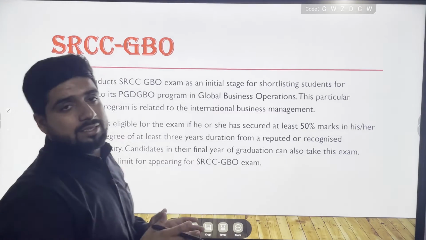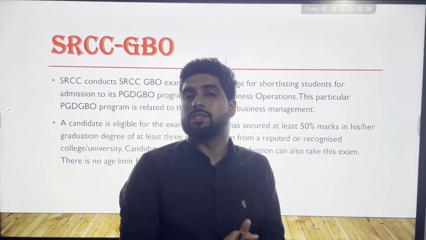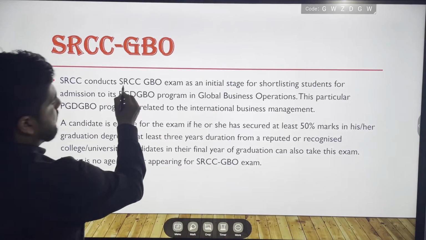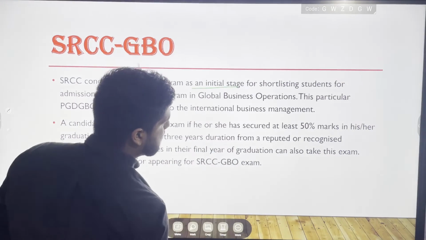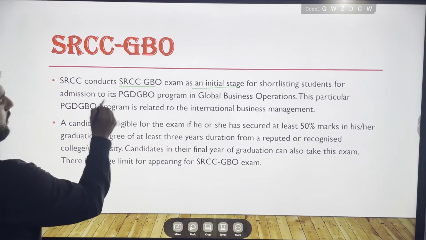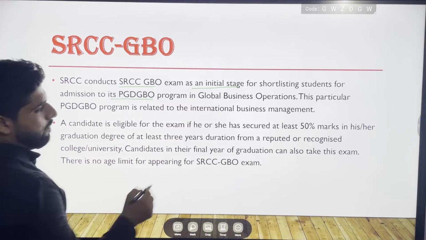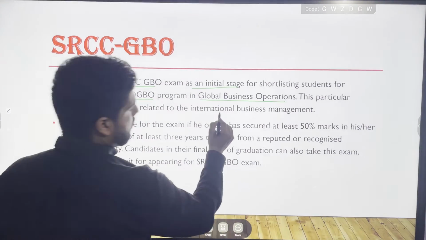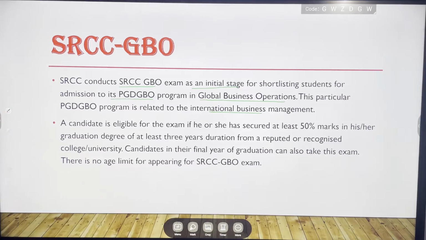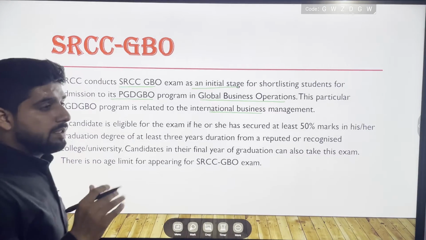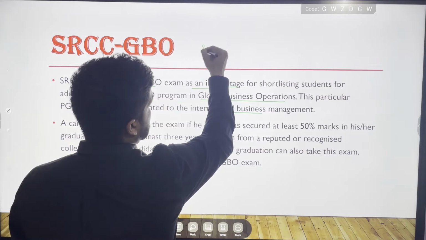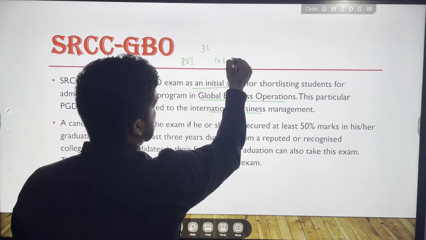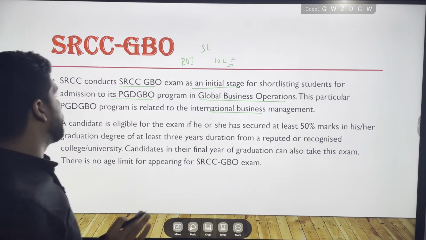This exam, SRCC GBO, is for doing an MBA from Delhi University. SRCC conducts the SRCC GBO exam as an initial stage for shortlisting students for admission to its PG DGBO program in global business operations. This particular program is related to international business management. Its ROI is good, meaning we are paying around 3 lakhs in fees, but the return on investment, the package we can get, is 10 lakh plus. So ROI is very good for this exam.